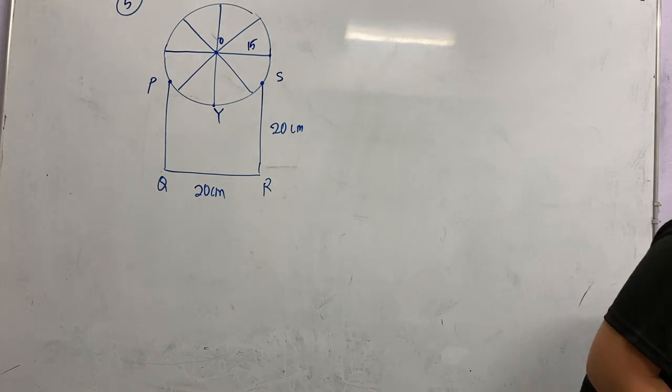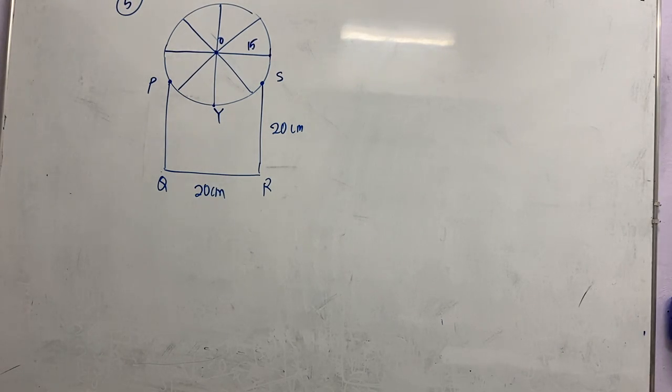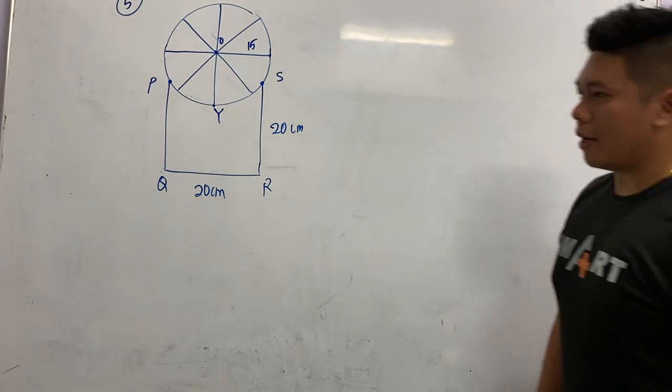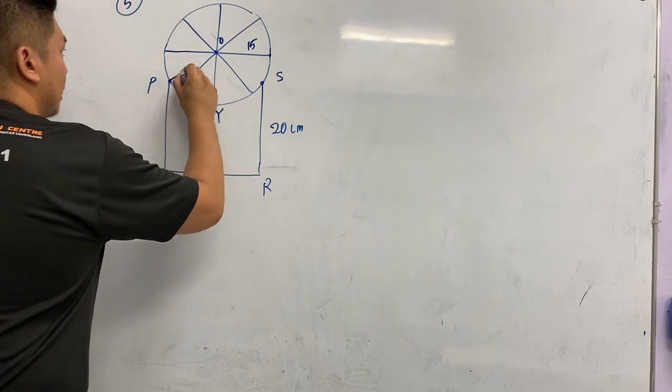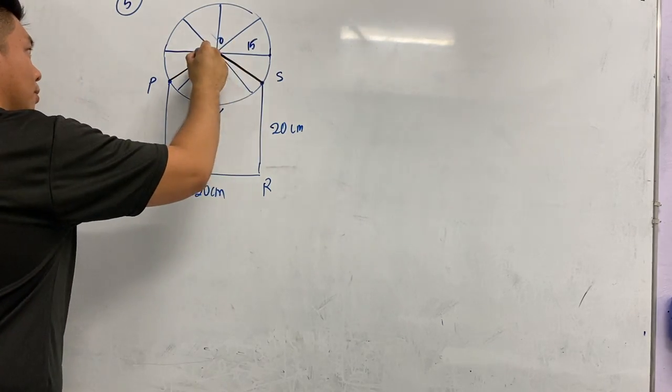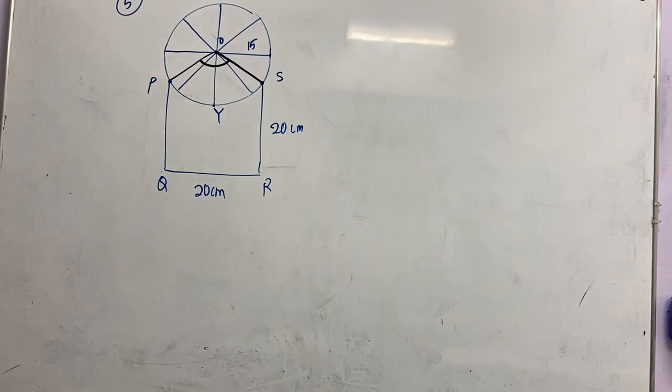So the question asks you, find your angle POS in terms of radian. POS. Do you see POS? This is P, this is O, this is S. So this is the angle yang kita mau cari. Okay, think of that idea. How do you get that angle? Anybody see the idea?